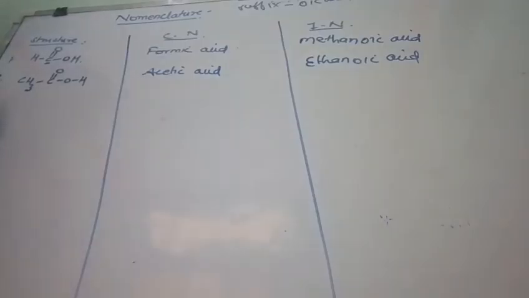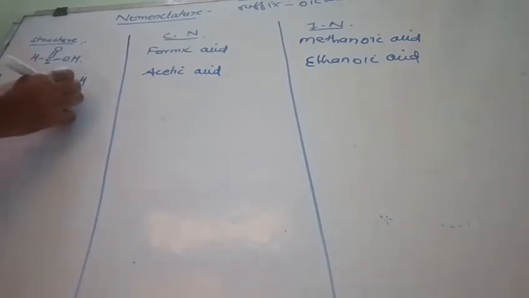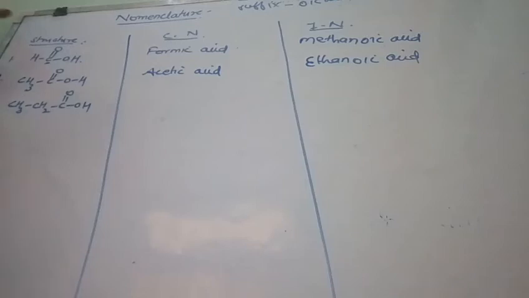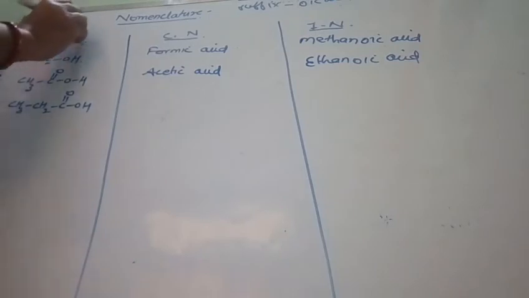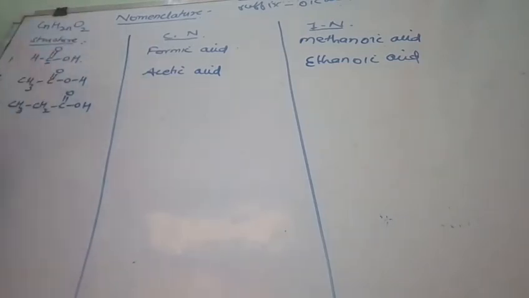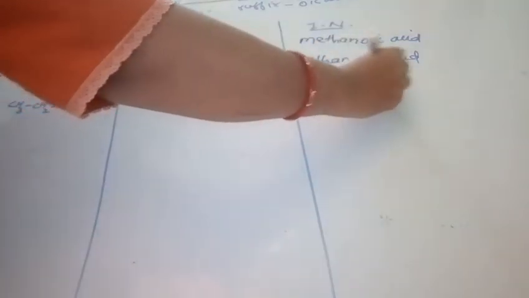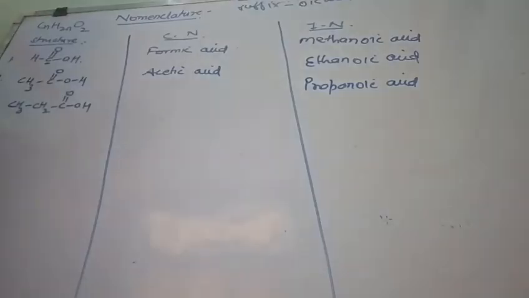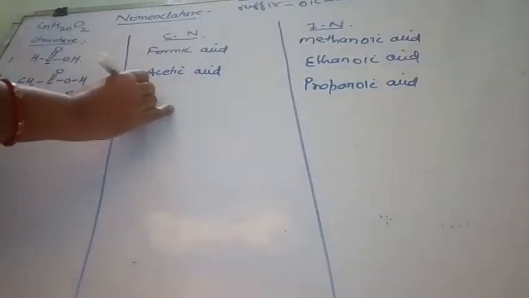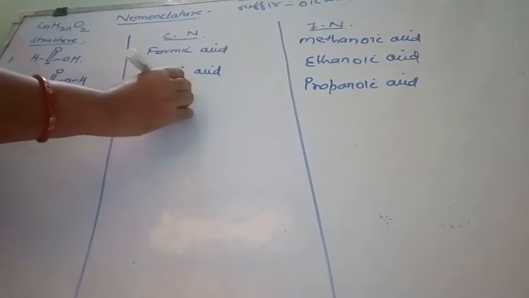Right. Now the third member is a 3 carbon containing compound. You can say these all are monocarboxylic acids containing only one carboxylic group, and they all will satisfy the formula CnH2nO2. So the third member is a 3 carbon containing compound, and it is known as prop. So this is propanoic acid. The IUPAC name is propanoic acid, and the common name is propionic acid.